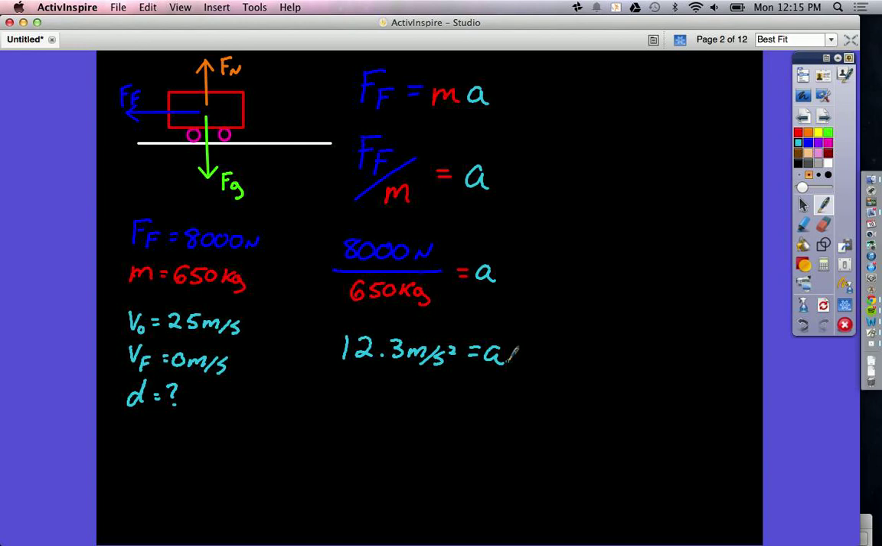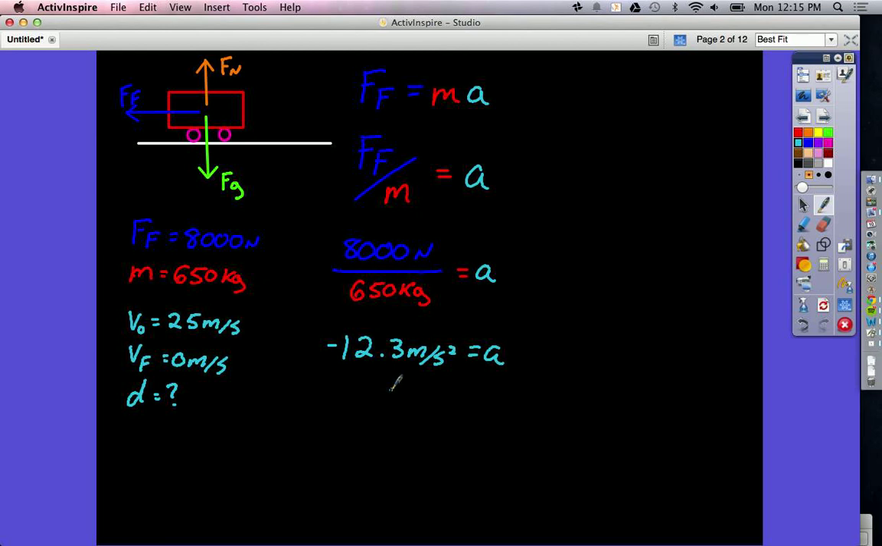Now we're almost finished. We have to also take a look and say, well, is our acceleration in our positive right direction or our negative left direction? The answer is it's in our negative left direction. So we need to make sure that we realize our acceleration is a negative thing. Now we know initial velocity, final velocity. We're looking for distance, and we have acceleration.